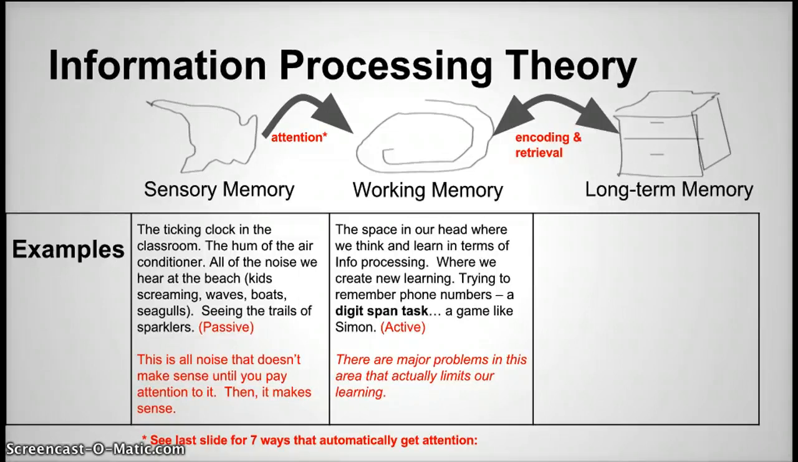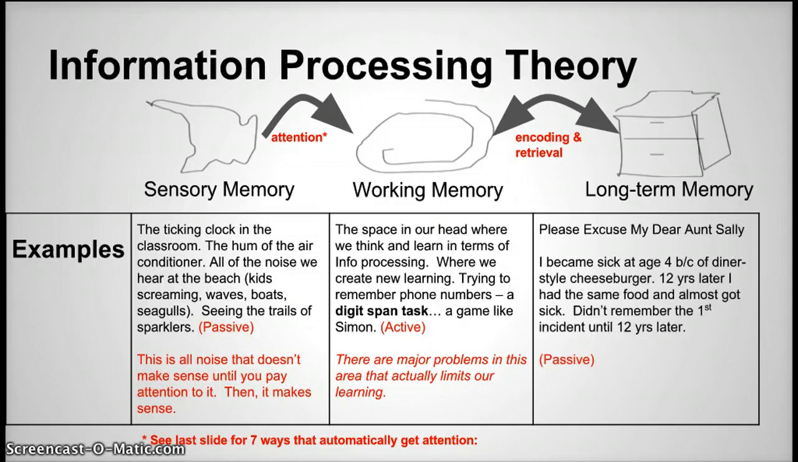So we encode this new information by attaching it to old information, and we retrieve long-term memories when we're thinking and trying to attach old information. So it works both ways. The long-term memory typically is passive until we need it. Then we go into it and recall the information.